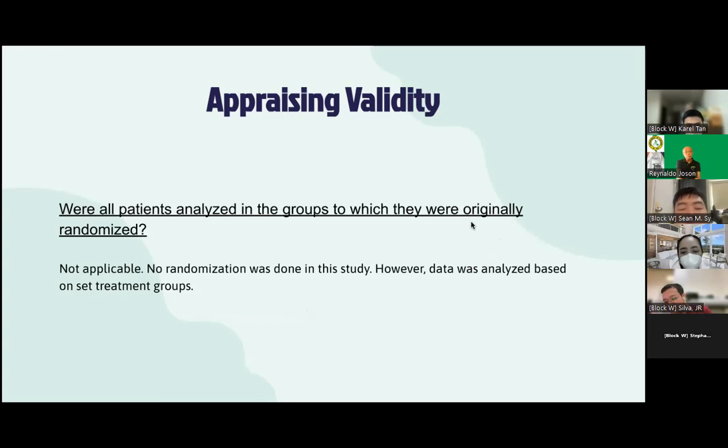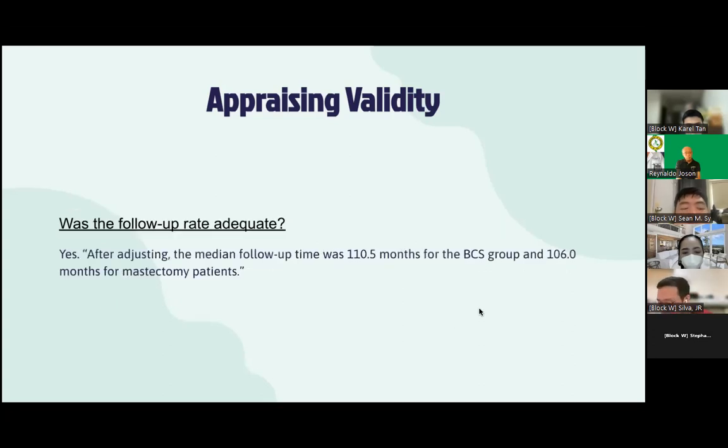However, patients were analyzed in the groups that they were originally placed in. So the statistical analysis was grouped according to the therapy that was performed and the initial baseline characteristics, which I'll discuss later on. So, next slide. And the follow-up rate was adequate. The median follow-up was 110.5 months for the BCS group and 106.0 months for the mastectomy patients, which is very close to 10 years.